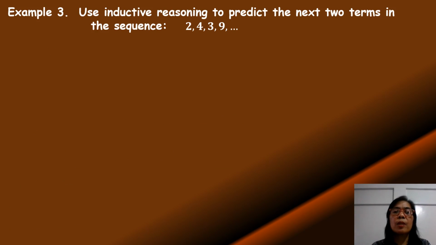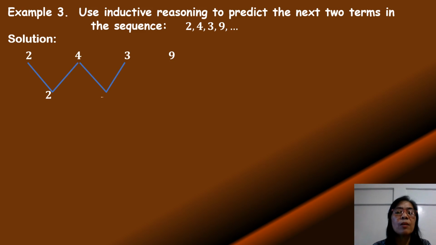Use inductive reasoning to predict the next two terms in the sequence 2, 4, 3, and 9. If we observe the given terms and consider their differences, we have 4 minus 2 is 2, 3 minus 4 is negative 1, 9 minus 3 is 6. As we look at their differences, it did not give us any observable pattern. And so maybe we can have another perspective in looking for the pattern followed by the given terms.